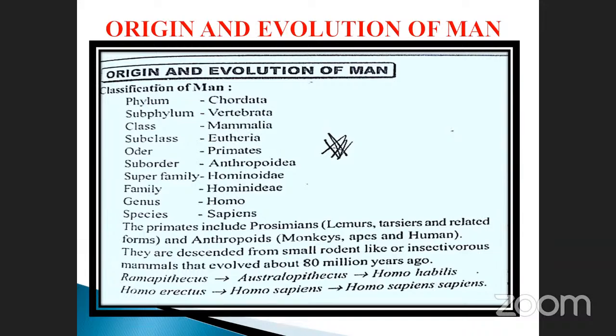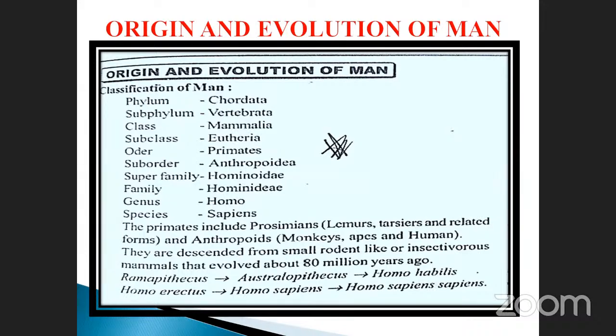One by one, the classification of man. Phylum, Chordata. We have the backbone. Subphylum, Vertebrata. Class, Mammalia. Subclass, Eutheria. Order, Primates. Note it down, very, very important. That's why I have put a symbol like this here. It's very, very important. Which order? Human beings also come under the order called Primates.